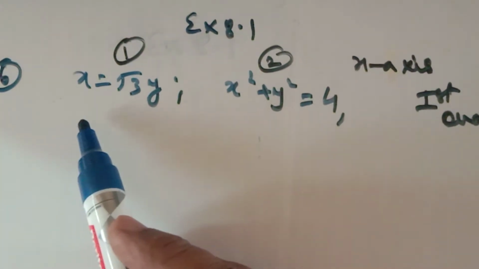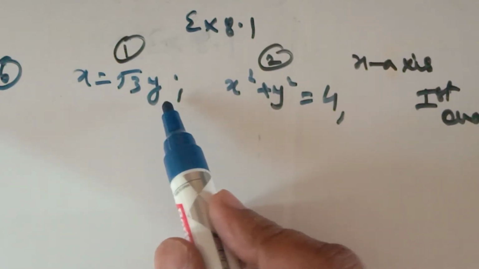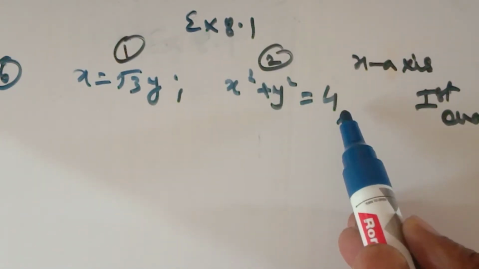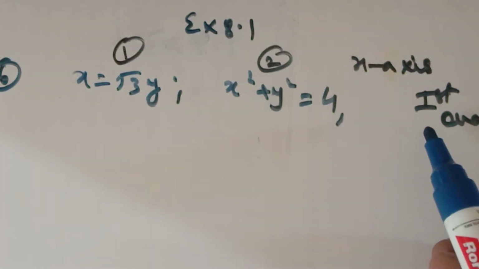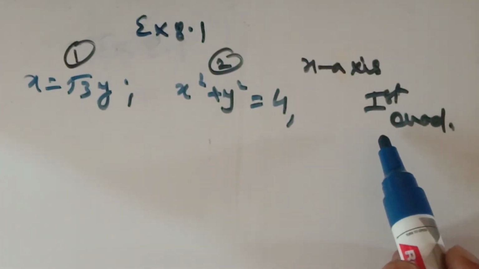Now, I'm taking question number 6 of exercise 8.1. The two curves are given: x is equal to root 3 y and x square plus y is equal to 4. You have to find the area bounded by these two curves, the x-axis and in the first quadrant.